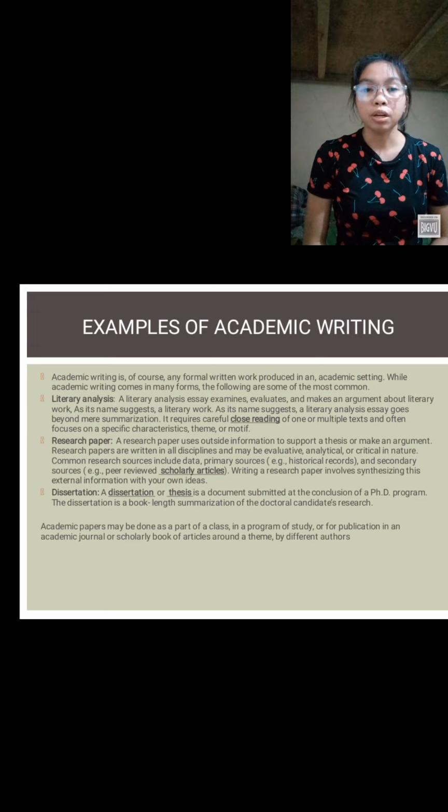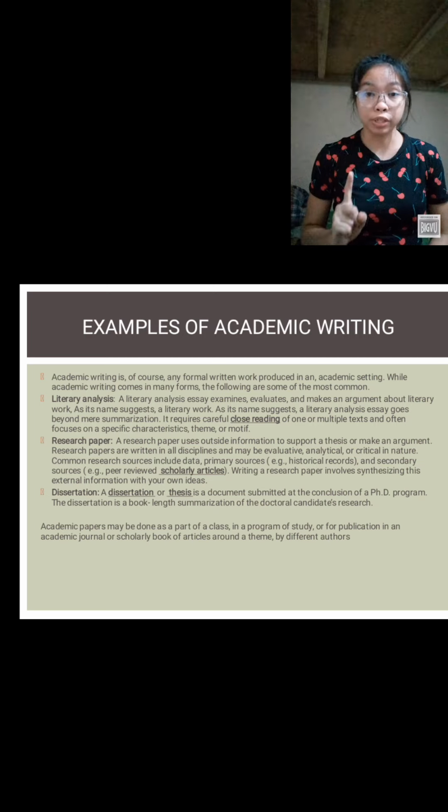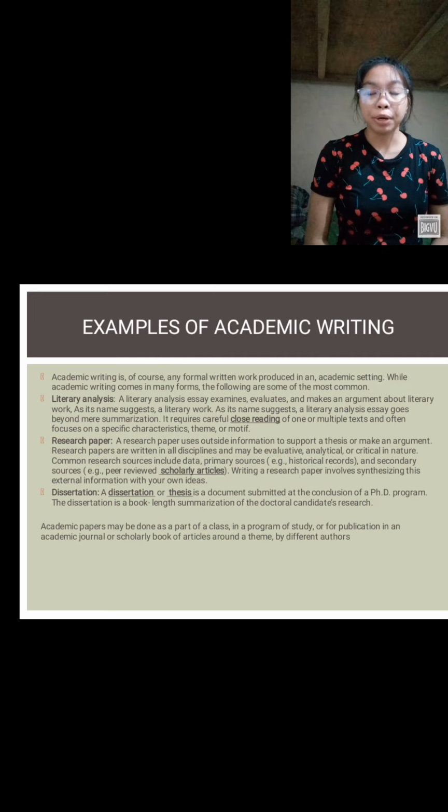Second is the research paper. A research paper uses outside information to support a thesis or make an argument. Research papers are written in all disciplines and may be evaluative, analytical, or critical in nature. Common research sources include primary sources, for example historical records, and secondary sources, which are peer-reviewed scholarly articles. Writing a research paper involves synthesizing this external information with your own ideas.